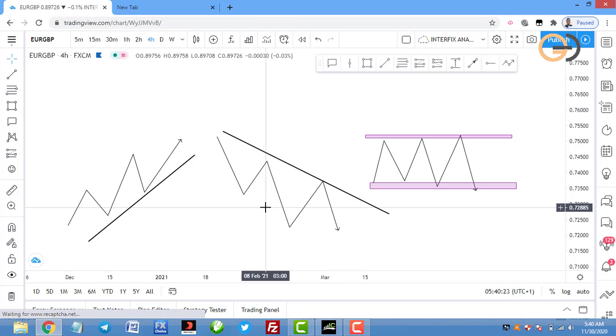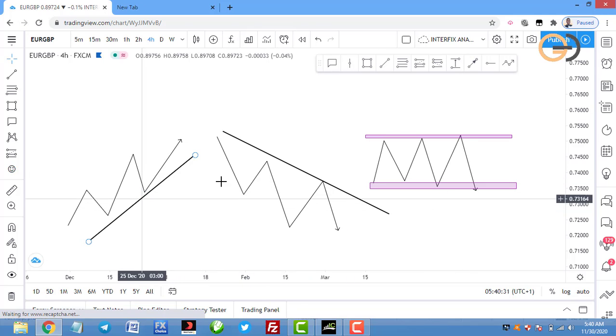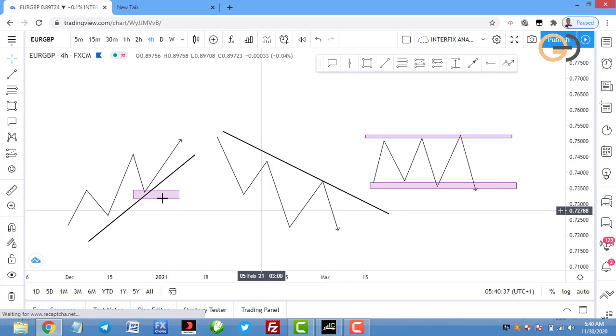So first and foremost, identify the structure of the market, the overall structure. Is it going up, going down, or is it ranging? If it's going up, you look for only buys. And where do you buy? You buy at the lows. If it's going up.